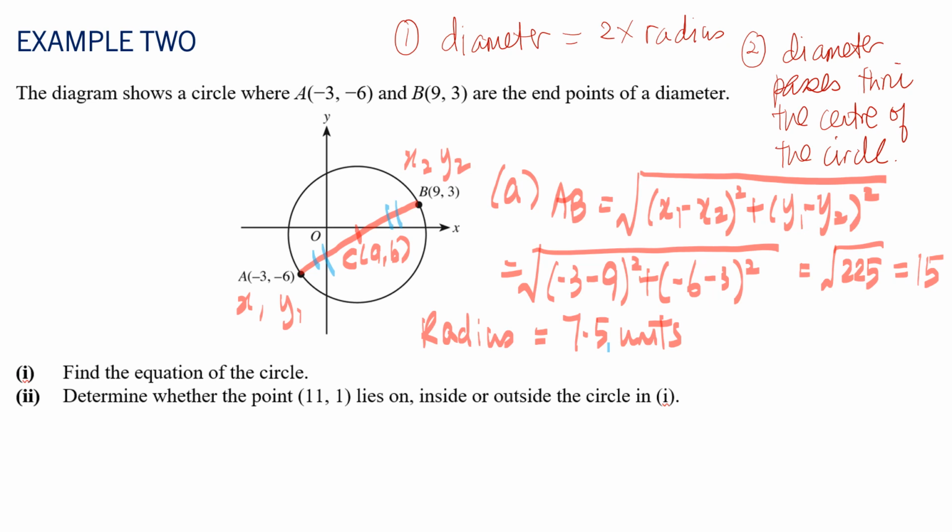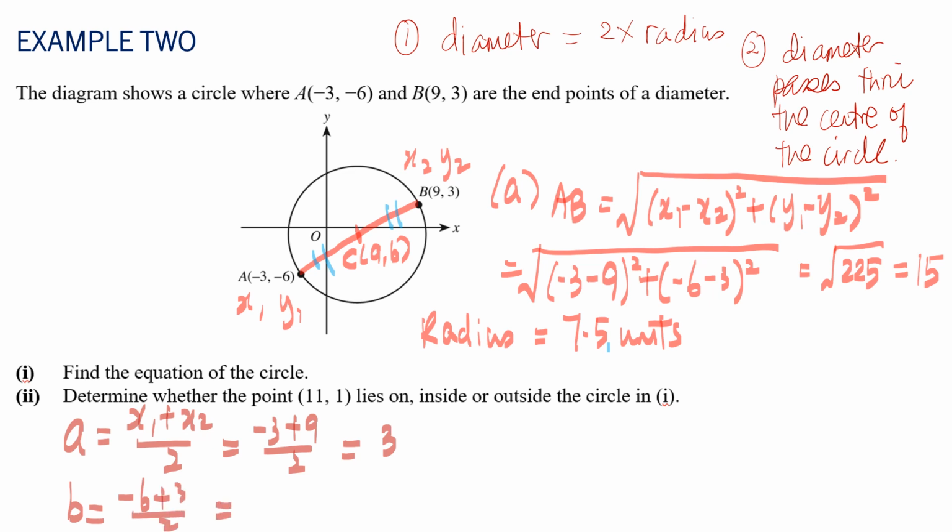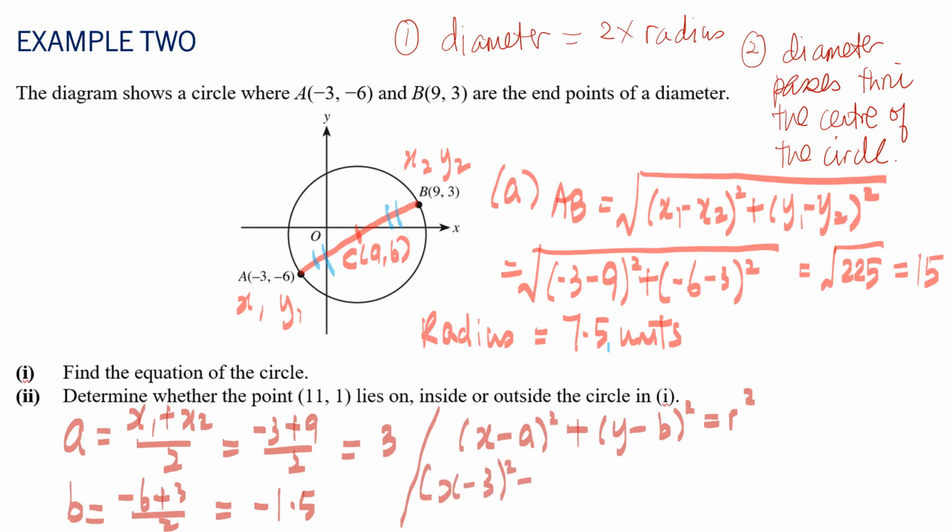So we're going to use the midpoint formula. So a will be equal to x1 plus x2 divided by 2. That gives you -6 plus 9 divided by 2, which gives you 3. b will be -6 plus 3 divided by 2, and that will give you -1.5. Okay, so with this information, you can just plug into the standard form formula. Okay, that will be y minus minus, so it will be y plus.